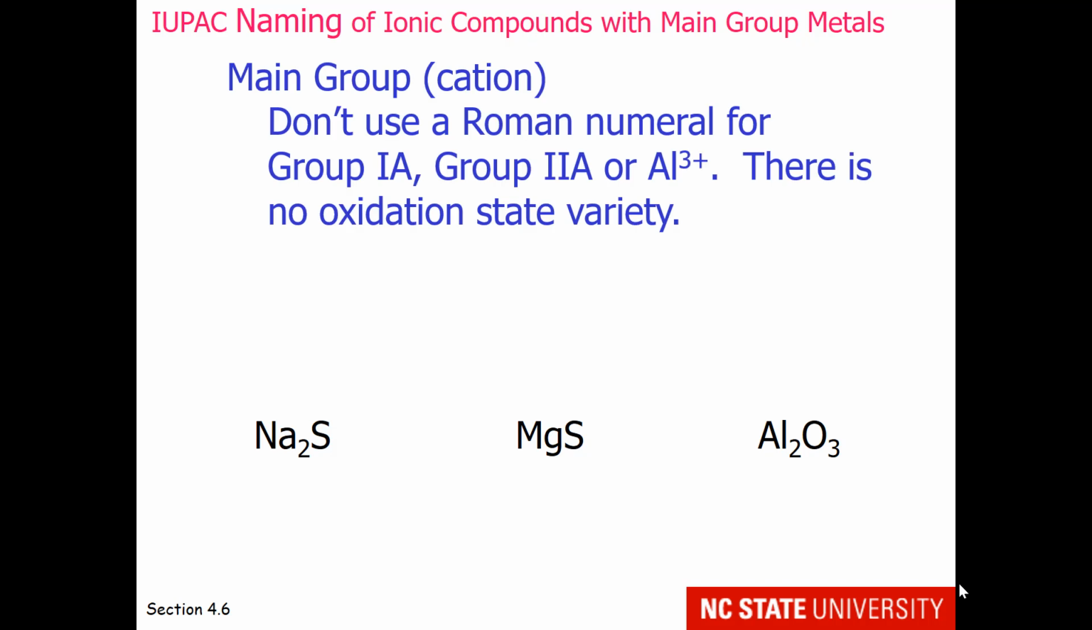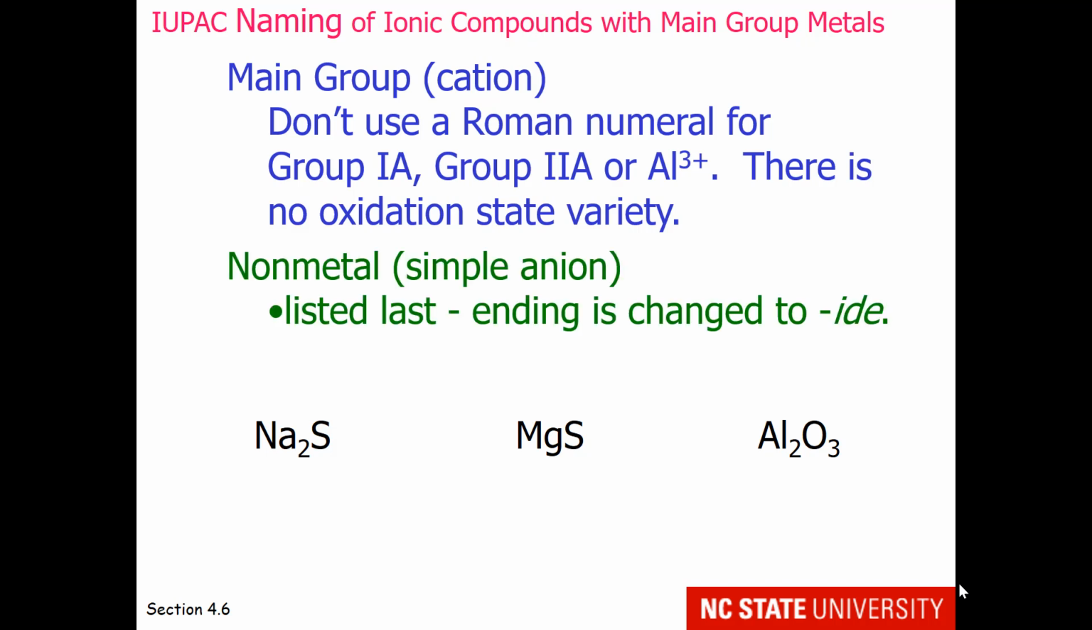For a main group cation, we can use the name as is. We do not need to use a Roman numeral because there is no oxidation state variety. In any ionic compound you find, sodium will be +1, magnesium will be +2, and aluminium will be +3. The nonmetal, well, these are monoatomic ions. These were covered in the previous section. We just changed the ending to "ide."